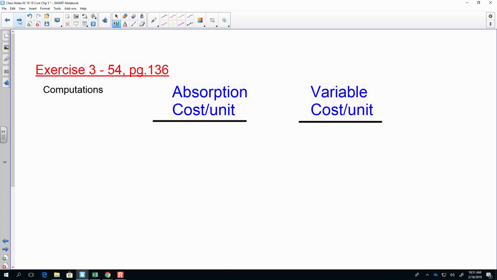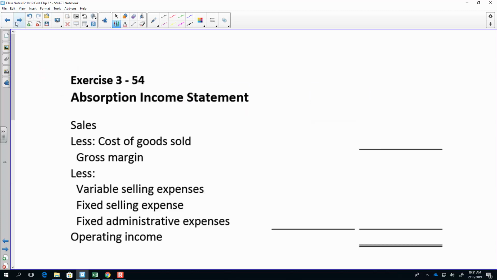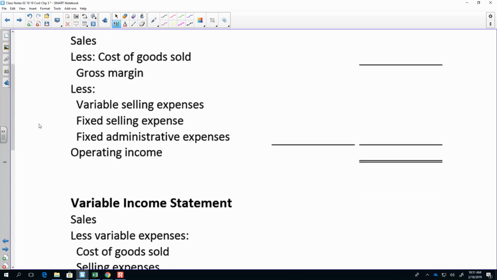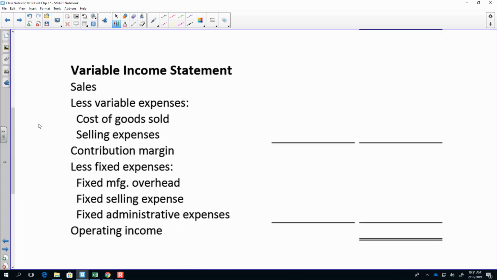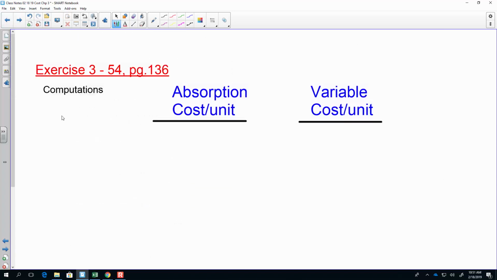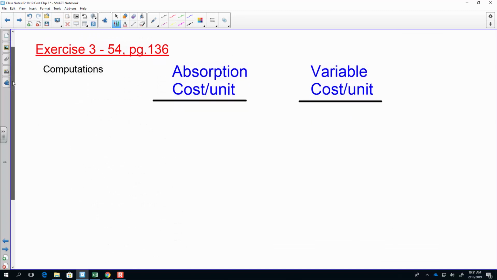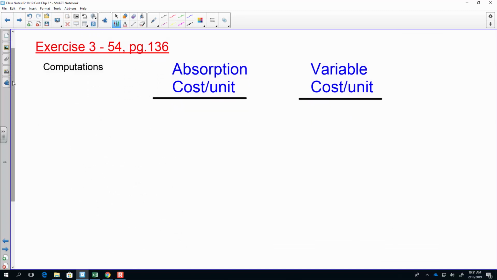So I do have page 1 and page 2, which is the actual income statement, both of them. So let's do part 1, cost per unit. Again, pretty straightforward.